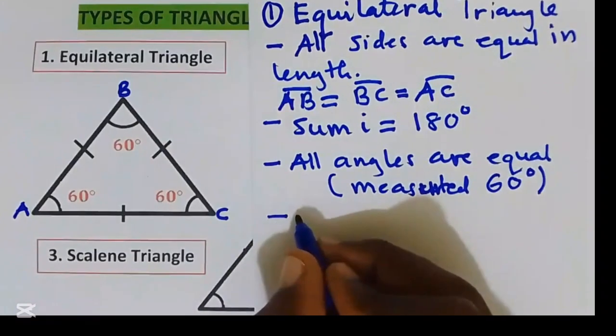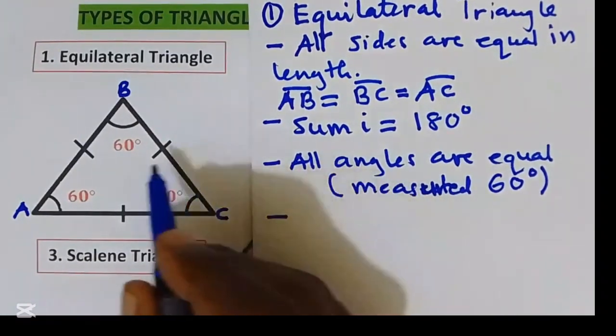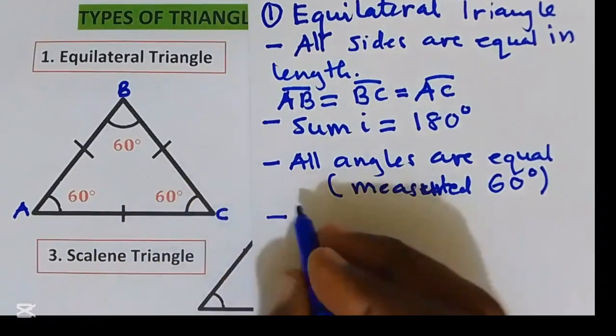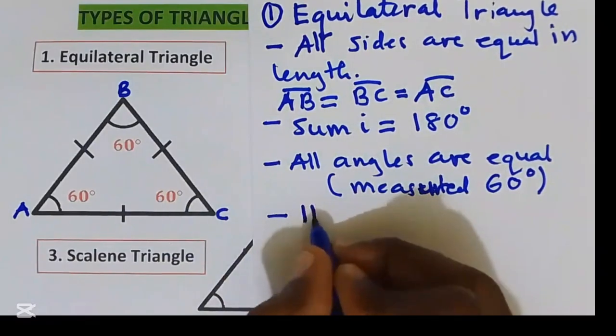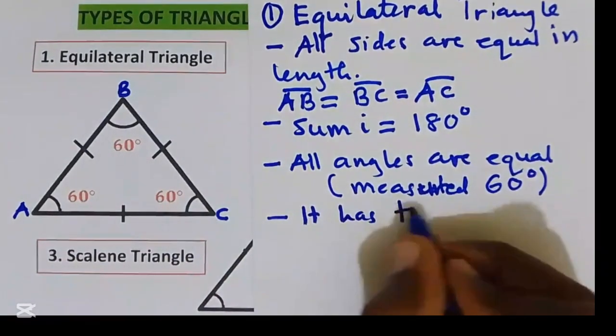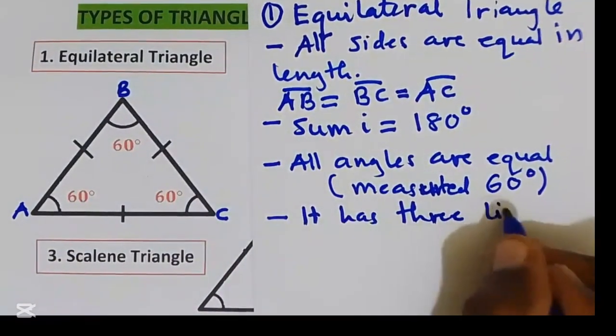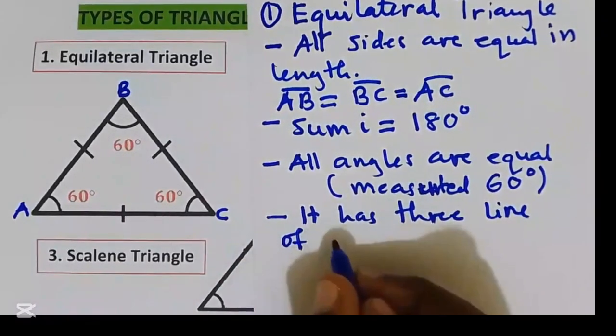Fourth, an equilateral triangle has three lines of symmetry. It has three lines of symmetry.